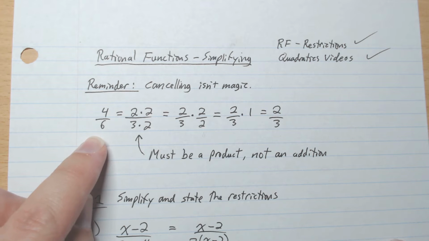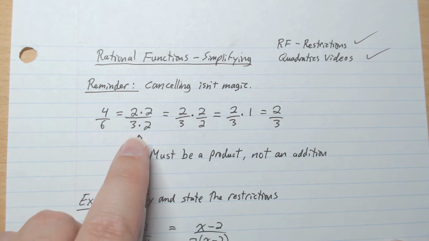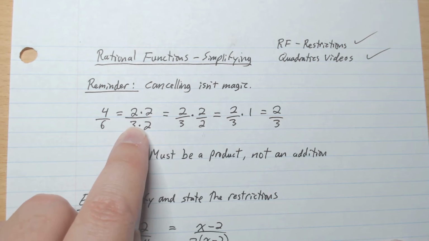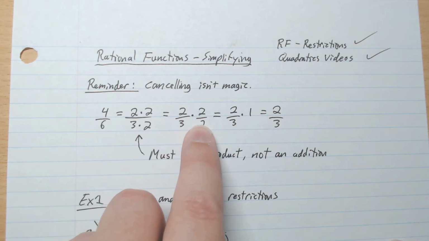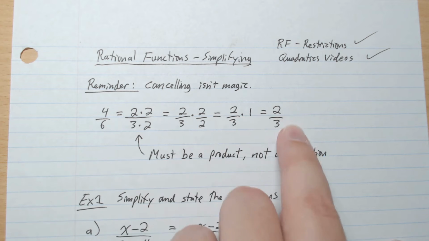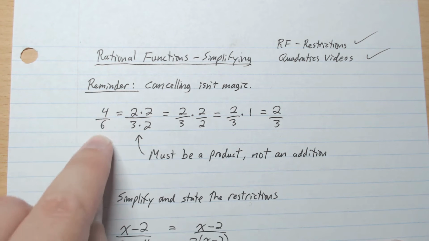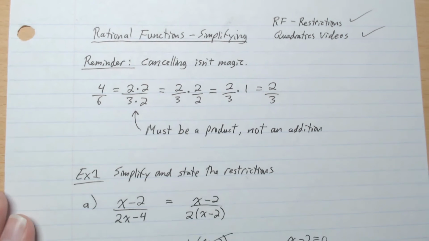4 over 6 can be written as 2 times 2 over 3 times 2. Just a little comment, it must be a product, not a sum. And so this is 2 over 3 times 2 over 2 like that. 2 over 2 is 1, and then 2 over 3 times 1 is 2 over 3. And so 4 over 6 reduces to 2 over 3. And we're going to do the same thing, but with rational functions.